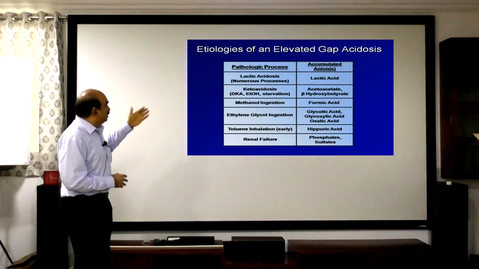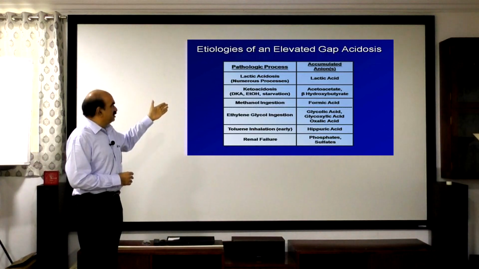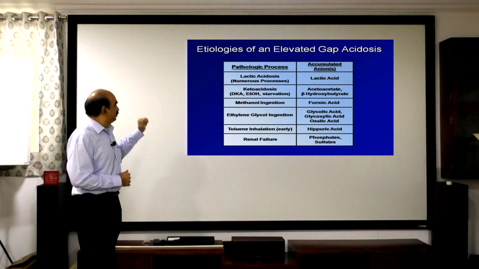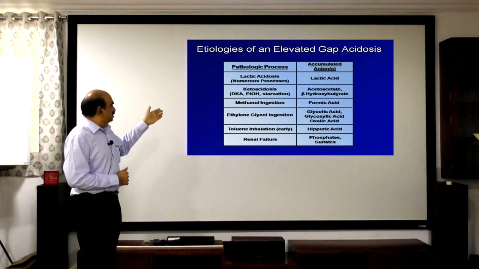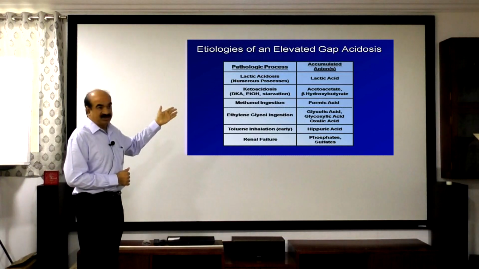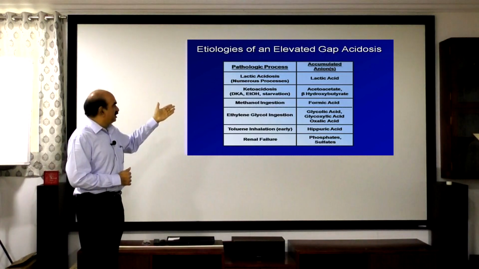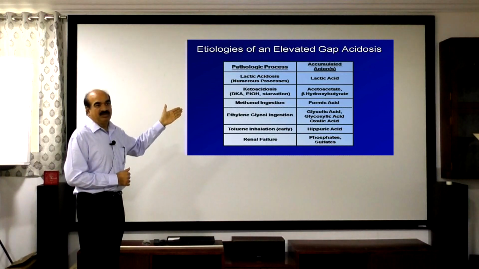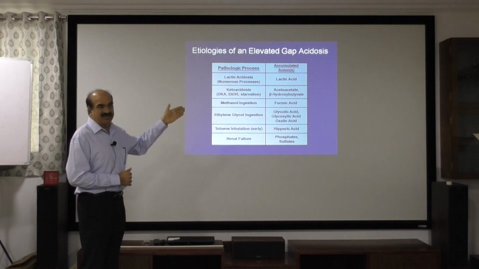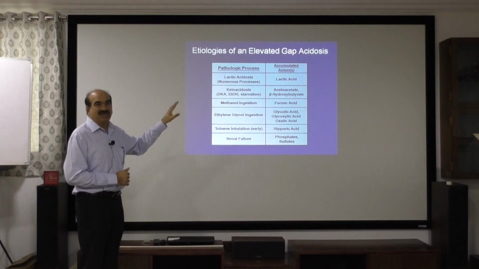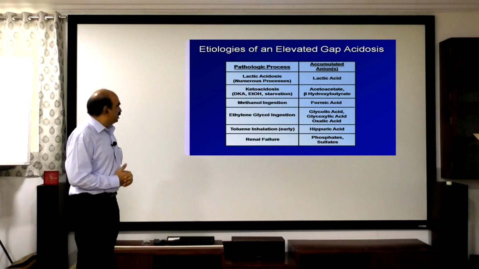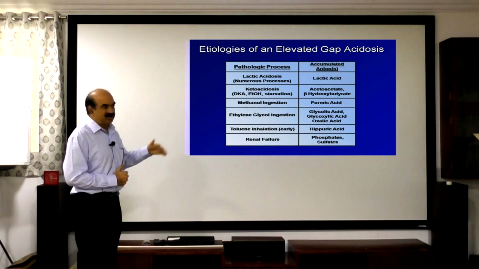In elevated anion gap acidosis, in lactic acidosis, lactic acid is accumulated and converted to lactate plus hydrogen ion. In diabetic, alcoholic and starvation ketoacidosis, beta hydroxybutyrate, acetoacetate and acetone are accumulated. Beta hydroxybutyric acid is converted into beta hydroxybutyrate and hydrogen ion. Acetoacetic acid is converted into acetoacetate and hydrogen ion. Basically, hydrogen ions are accumulated. In methanol ingestion, formic acid is accumulated and converted into formate and hydrogen ions.